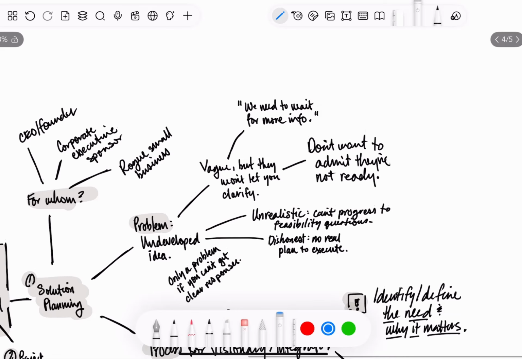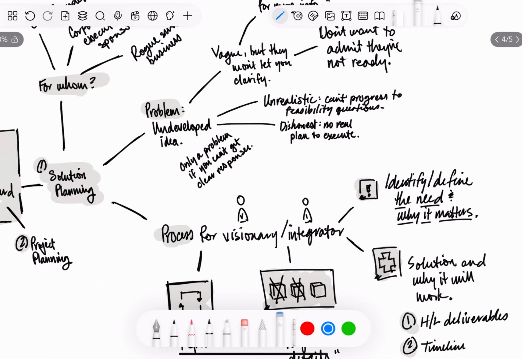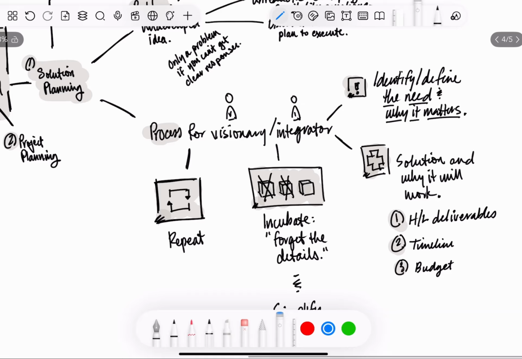So how do you go through the process of handing this off so that the visionary and the integrator are playing from the same sheet of music? In other words, the visionary's vision is expressed well, and the integrator has captured that properly and can turn it into action. Well, the first thing you want to do is identify and define the need and why it matters. Typically, think of a project management iron triangle. You have quality, budget, and the timeline.